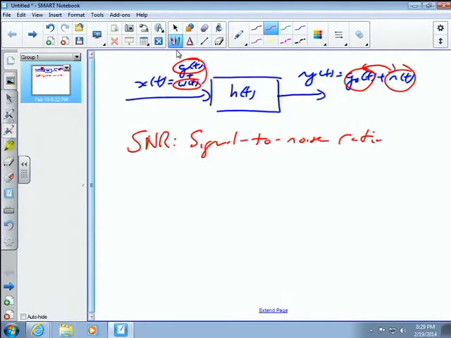So we have SNR pre, and that's SNR post. We want the post SNR to be greater than the pre SNR, and therefore that makes it more effective in terms of decision making. And you might say, well, how do we do that? Well, remember, if we have an LTI system, we're going to deal with convolutions, and this actually yields some very interesting results, which we'll look at right now.